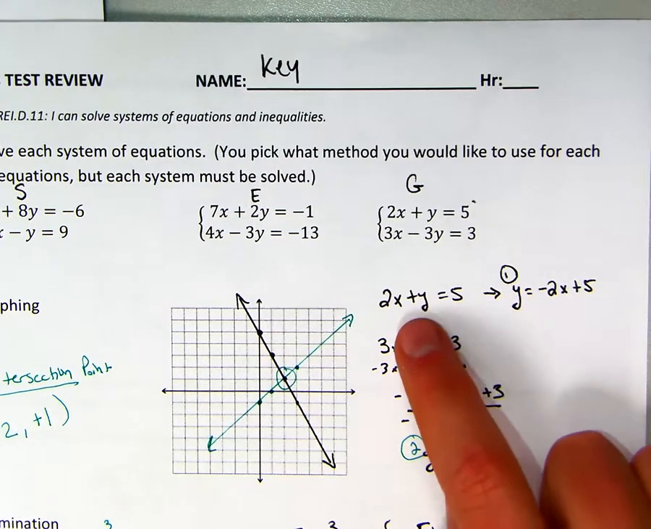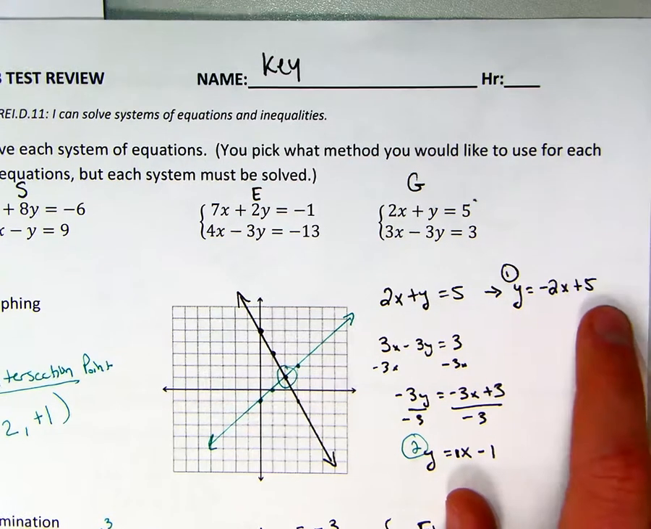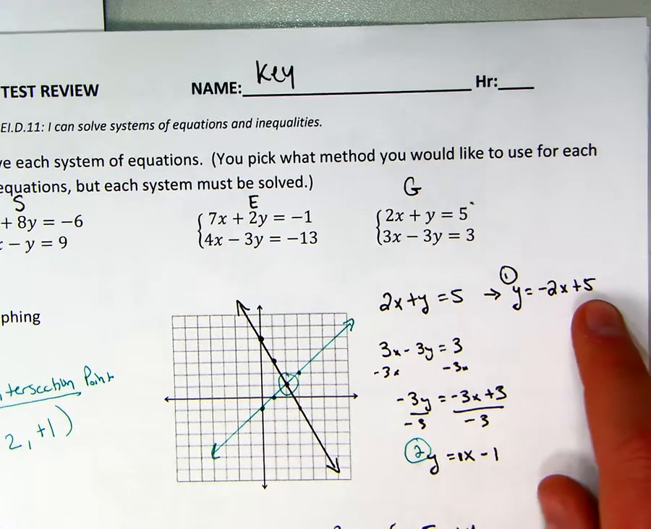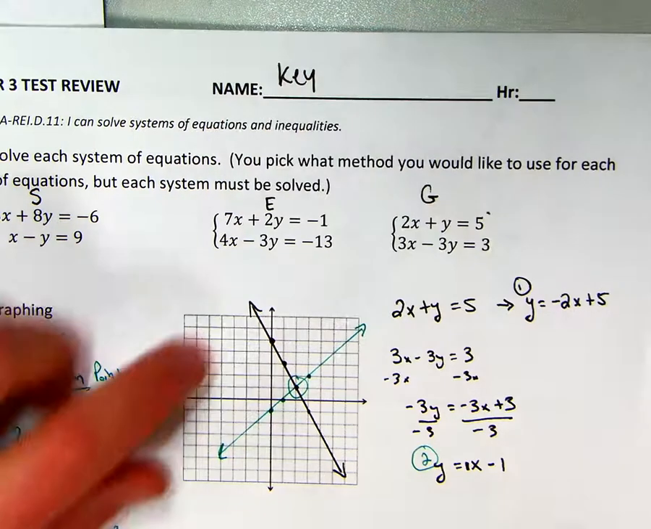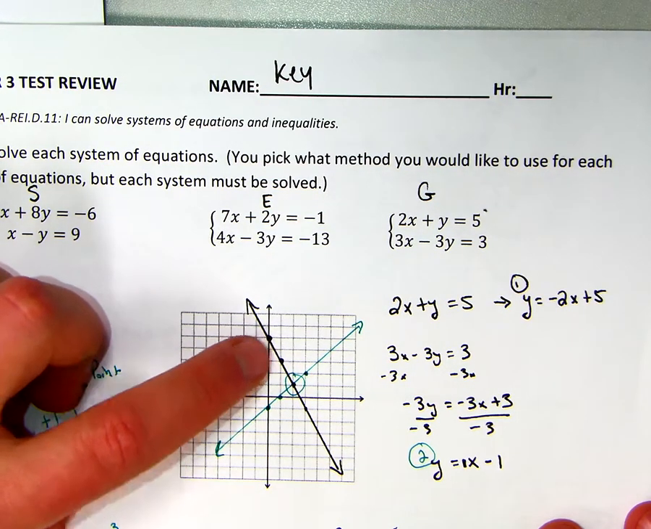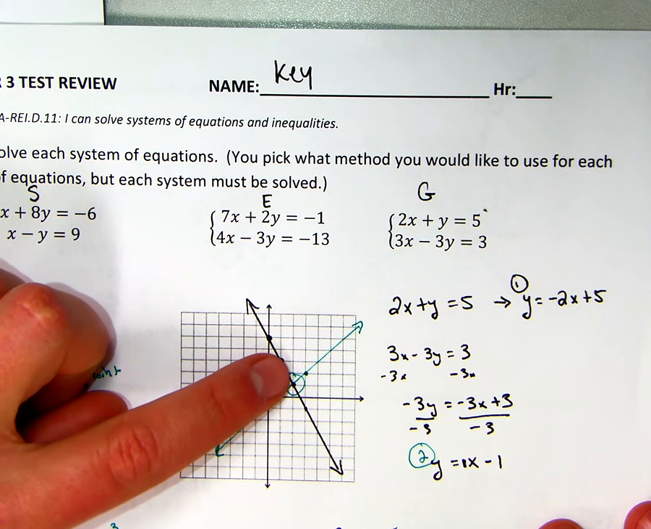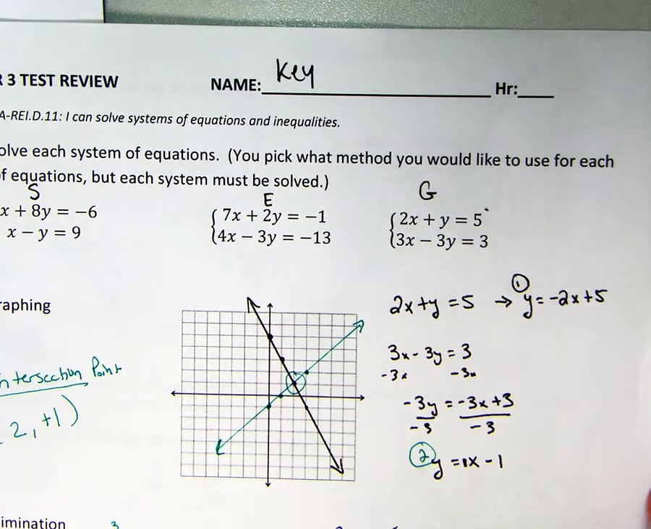Right here, I'm just subtracting 2x on both sides, and I get y equals negative 2x plus 5. Here is my y-intercept, so I go up 5. And then my slope is negative 2 over 1, so I go down 2 to the right 1, down 2 to the right 1. There I have my first line.